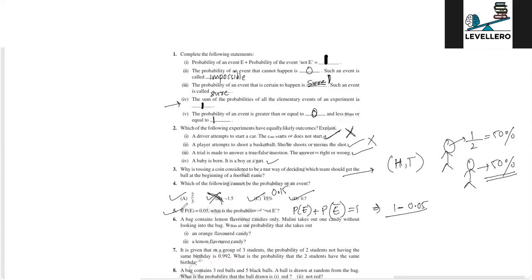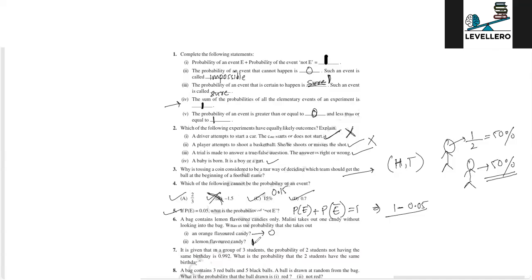Next, a bag contains lemon flavored candies only. Malini takes out one candy without looking into the bag. What is the probability that she takes out an orange flavored candy? The bag does not contain any candy which is orange flavored. So the probability of getting an orange flavored candy is 0. A lemon flavored candy is going to be 1 because all the candies present inside the bag are lemon flavored. So either way, you pick any one candy out of the bag, it's going to be lemon flavored only.